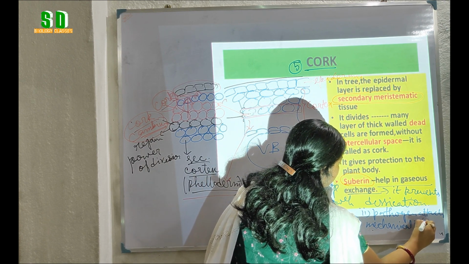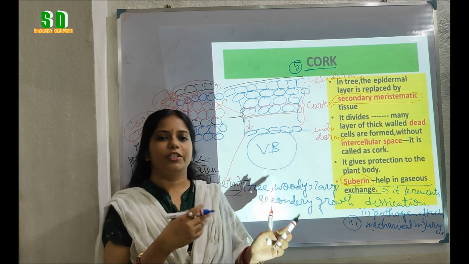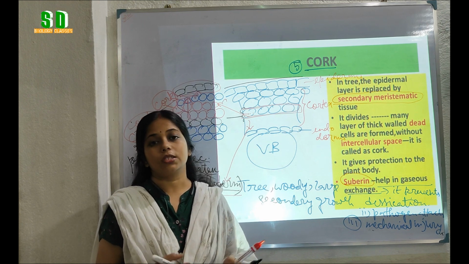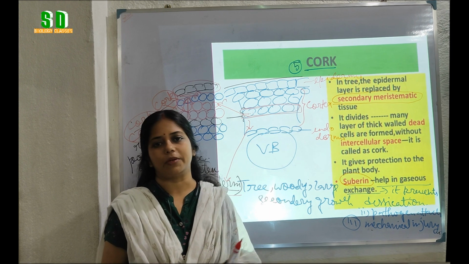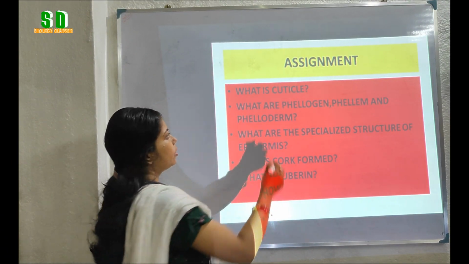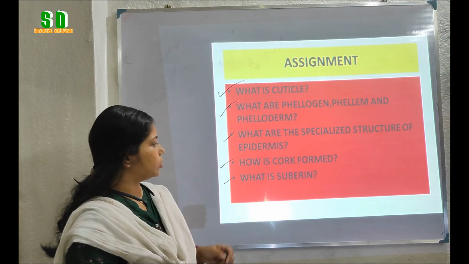So ultimately we can see that the different modifications or specializations in the epidermal layer, as well as the epidermis, give protection to different parts of the plant body. So students, here we have the most important part of the video, that is the assignment. It includes some questions. Practice it at your home.